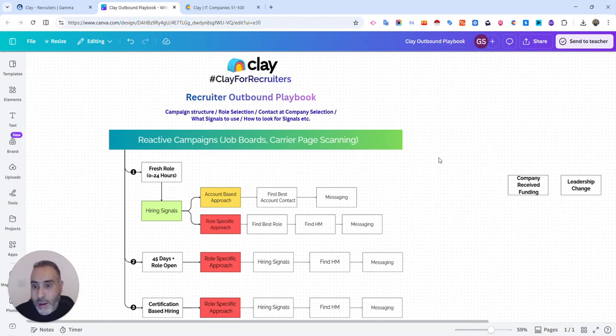There are three types of campaigns we can execute in reactive campaigns. One is for fresh roles. Another one is stale roles, or you can say a role that is open for 45 days plus. And the third one, we can call any sort of certification or any specialized hiring role. The first campaign, the fresh role, we can again divide into two types: account-based approach and role-specific approach. The second and the third, of course, are going to be role-specific approach.